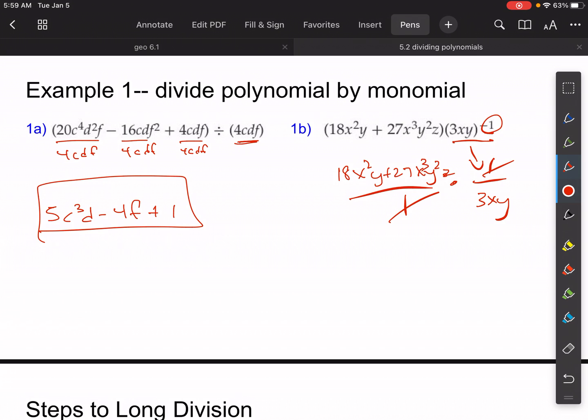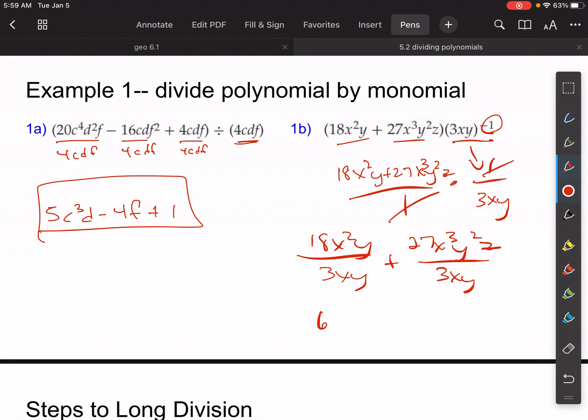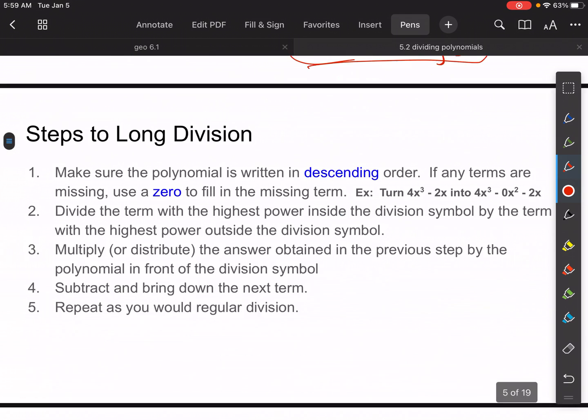So these cancel, and now I'm left with the division problem. I'm just going to divide each piece in the polynomial by 3xy. So 18x squared y over 3xy plus 27x cubed y squared z over 3xy. This turns into 6x. The y's cancel, so we just have 6x there. And then here we have 27 over 3, which is 9, x squared y z. All right, so that's dividing a polynomial by a monomial.